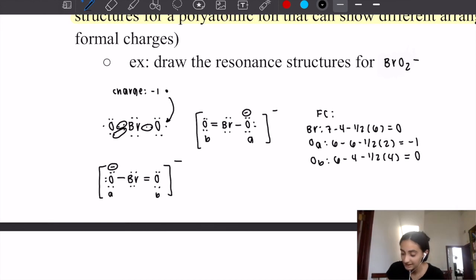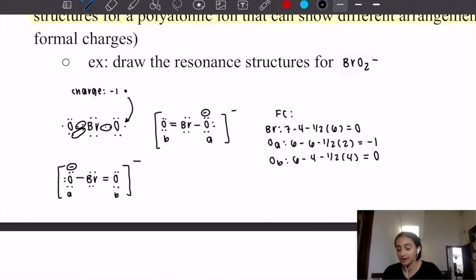So you can see it's a different arrangement of bonds and electrons. Usually if you're asked to draw all the resonance structures, it'll depend on your teacher whether or not you have to calculate the formal charge each time. But I just wanted to do it again so that you could fully understand the idea. So that is the end of this video on Lewis structures and polyatomic ions.